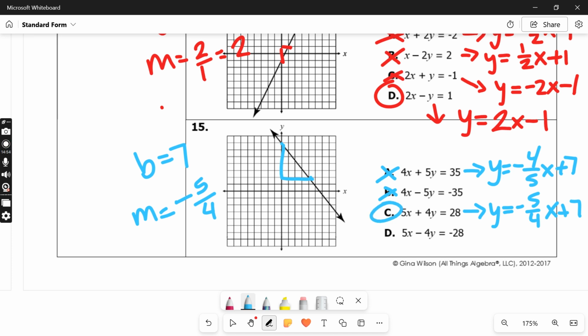Alright, so that finishes up standard form. So the assignment that you're going to get, the first half of it is about slope-intercept form, so those notes from yesterday, and then the second half is about these notes. So you're going to want to use both sets of notes to help you answer those questions.